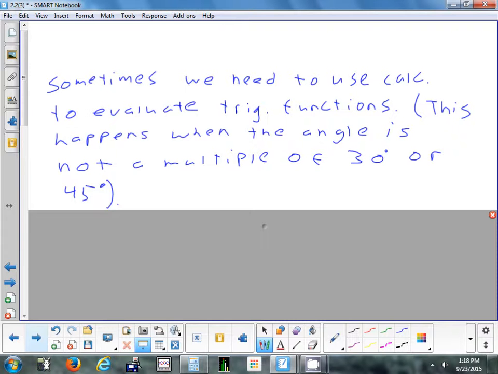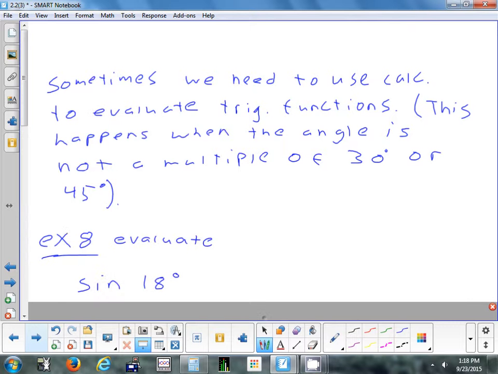Okay, but in trig, a lot of times we work with angles that are not multiples of 30 or 45. So using the unit circle wouldn't be helpful. Like if I asked, what's the sine of 18? That's not a multiple of 30 or 45. So we use the calculator. So I'm just going to show you how you type it in.